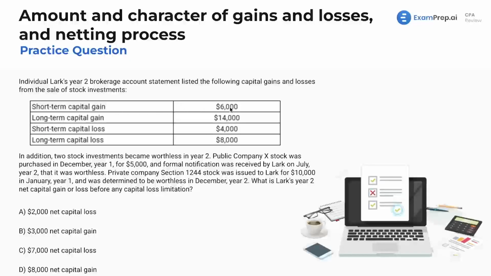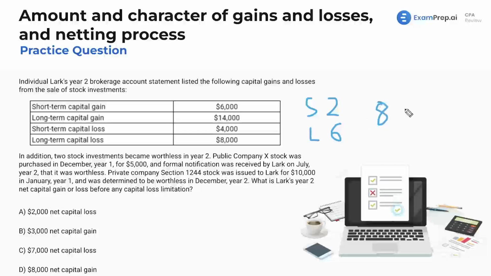Short terms, we net these together. We have a short-term gain of 6, short-term loss of 4. We have a short-term gain of 2. And then what about long-term? We have a long-term gain of 14. We have a long-term loss of 8. That's going to leave us with a long-term overall gain of 6. And then from there, we can just net those together and give us a total gain of 8.